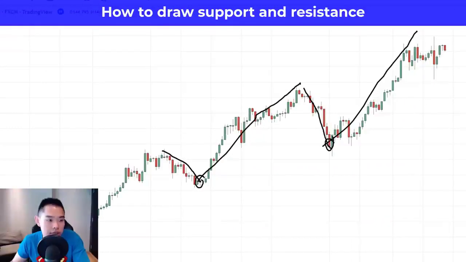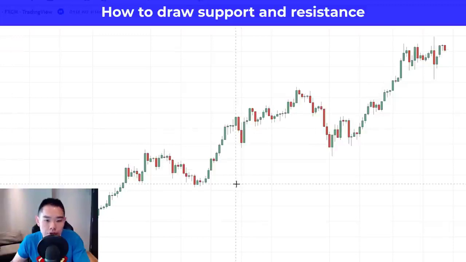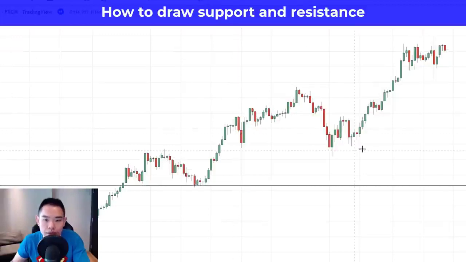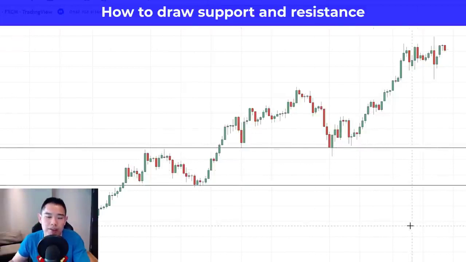So what I'll do is draw an area of support over here. There's one over here, and there's another one over here. Now, how do I fine tune my level? The way I like to do it is to get as many touches as possible on my area of support. You can see that this black line I've drawn, I can actually shift up higher and take into account these lows over here. So that's what I'll do right now.